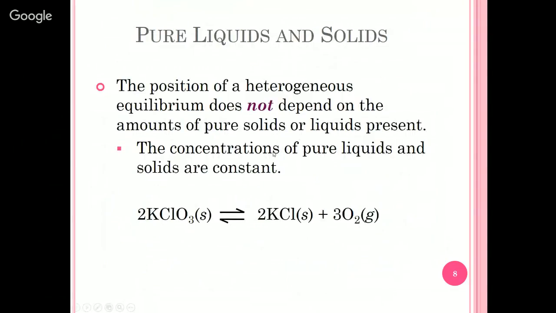As I just stated, the position of heterogeneous equilibria does not depend on the amounts of pure solids or liquids present. We say that these are effectively going to remain constant over time, so we do not include them. Writing an equilibrium expression, we would only have Kc equaling oxygen to the power of 3 due to its coefficient. We do not include potassium chlorate or potassium chloride. So here we have it: K, the equilibrium constant, equals O2 cubed.